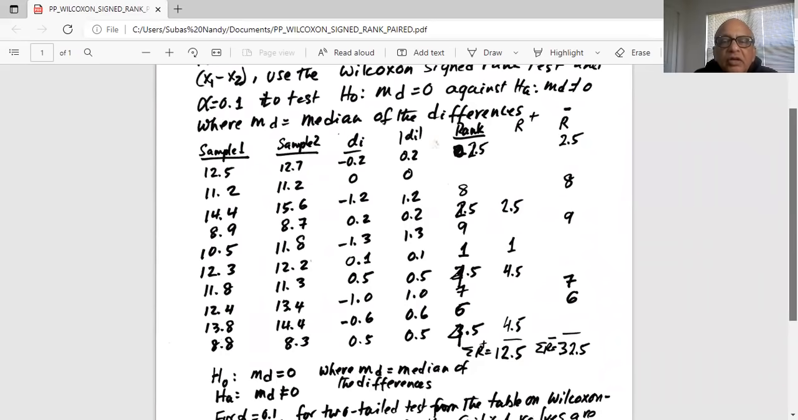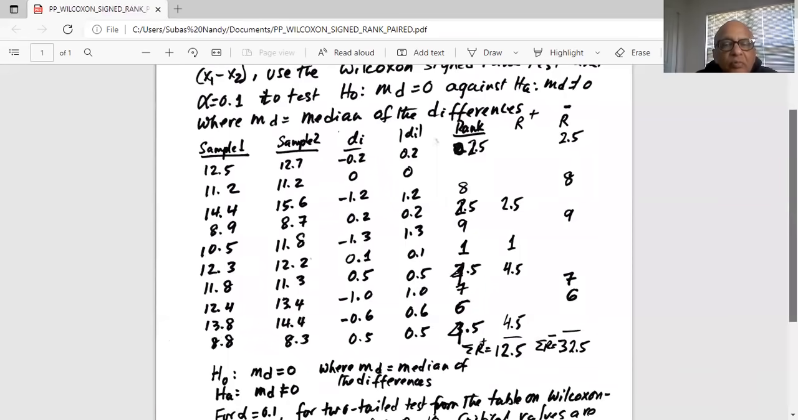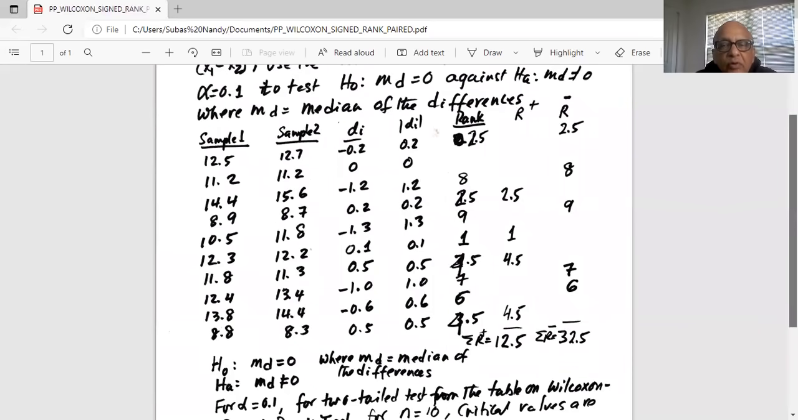Now we separate the ranks into R plus and R minus. By R plus, I mean, I put in that column the ranks for the differences that were originally positive. For example, the first positive difference is 0.2 and its rank is 2.5. The next positive difference is 0.1 and its rank is 1. The next positive difference is 0.5 and its rank is 4.5. There's another 0.5 positive difference, its rank is 4.5.